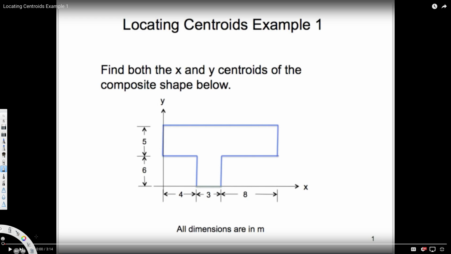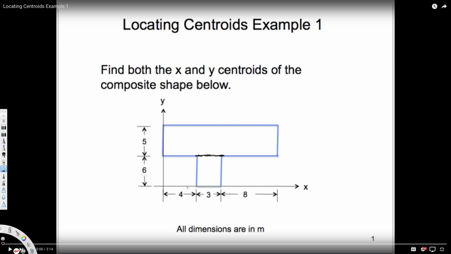So first of all, if you have a simple shape, it's easy to find the centroid. But if you have a complex shape, we have to break it into simple parts. So in this case, we can break this one into two rectangles. We are going to have a rectangle on top and a rectangle on the bottom.